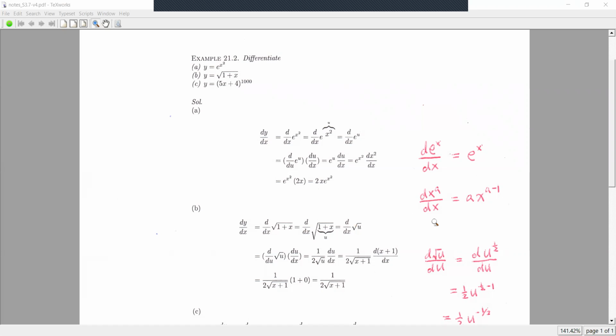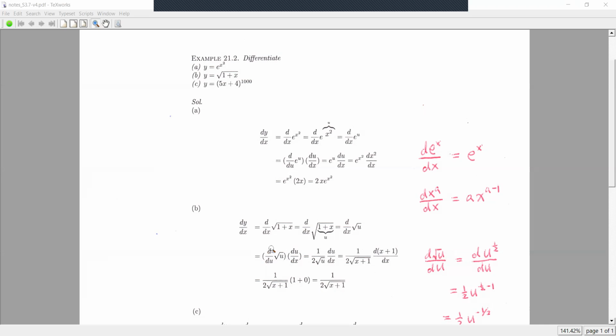So I want to use the formula for power functions to compute this derivative. But the formula requires all the variables to be the same variable. In this derivative, u and x are different variables. So I cannot directly apply this formula to compute this derivative. To overcome the difficulty, I insert du at the bottom and put du on the top. This step is the chain rule. This is a product of two derivatives.